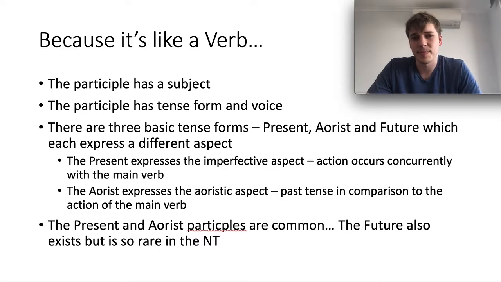The present emphasizes the imperfective aspect, and essentially the way it conveys this is it has a temporal relationship with the main verb in the sentence, and that action occurs concurrently. The aorist expresses the aoristic aspect, and essentially it acts in past tense in comparison to the action of the main verb. The present and the aorist participles are much more common in the New Testament, but the future also exists, and the future essentially acts subsequently to the main verb in the sentence.